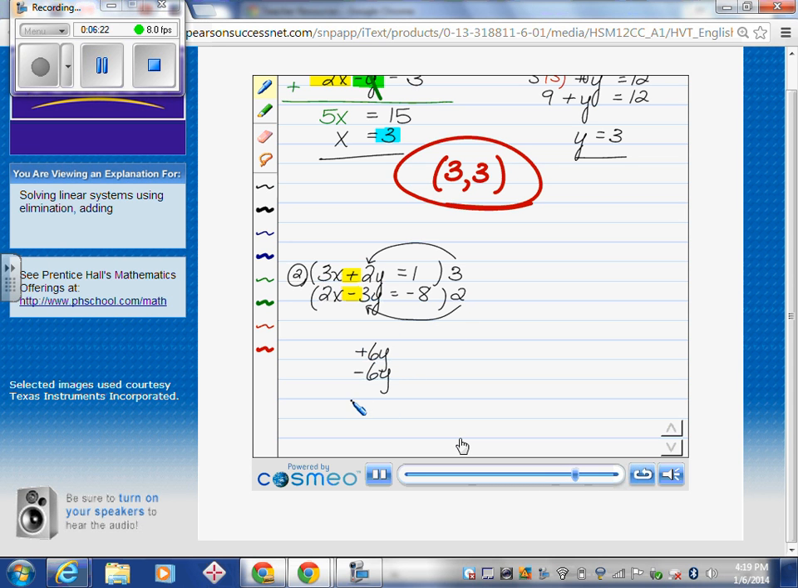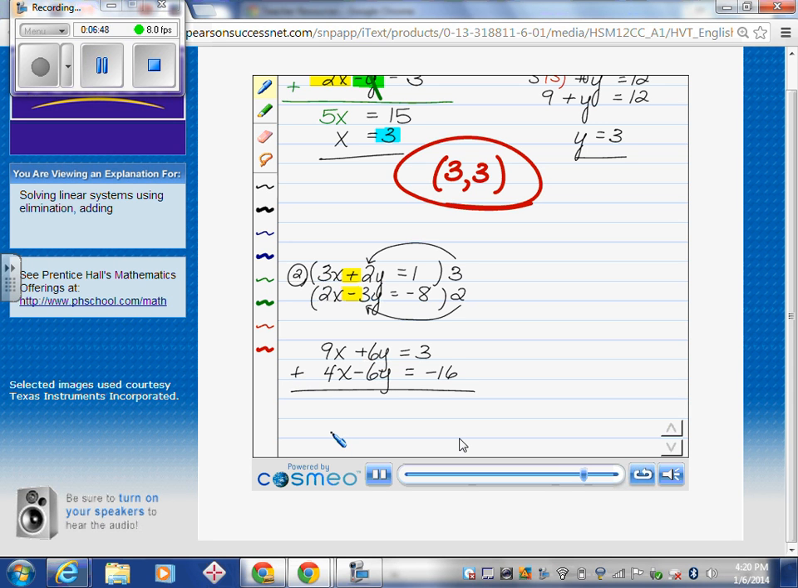Now, we do have to multiply the entire equation, the first one by 3. 3 times 3x will give us 9x plus 6y, and then 3 times 1 gives us 3. Don't forget to multiply the entire equation, first there by 3. The second equation must all be multiplied by 2, giving us 4x minus 6y equals negative 16.